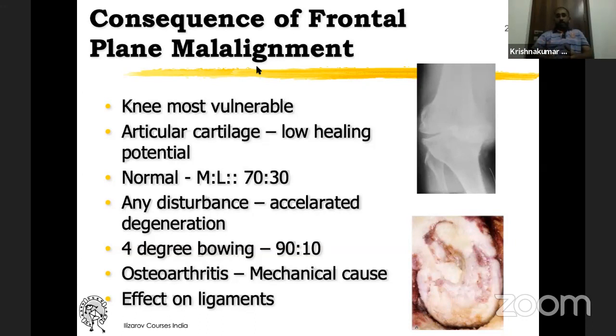Like if a person has 3 or 4 degrees of varus, 90% of the load passes through the medial joint line and it leads to medial compartment degeneration. The reason for osteoarthritis is purely mechanical. And there is a resultant effect on the ligaments also.